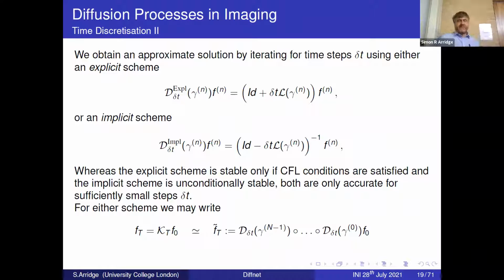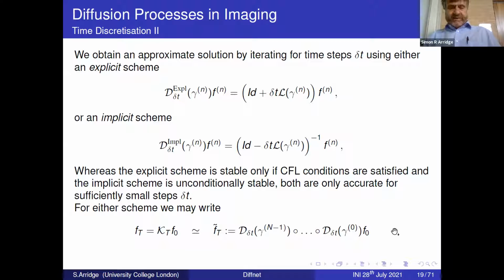So this means that we can solve this just by an iterative sequence. We can use an explicit scheme or an implicit scheme, and we know that the explicit scheme satisfies the CFL conditions, whereas the implicit scheme is unconditionally stable. But in terms of accuracy, it depends on taking small steps. But in the limit as delta t goes to 0, either of these schemes will solve the problem. So now we consider this mapping from the initial state to the final state as the concatenation of a sequence of these incremental steps.